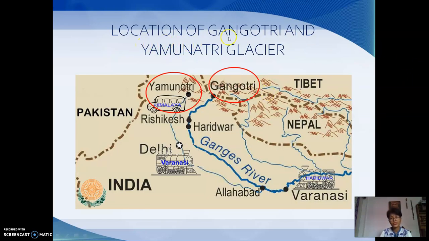Now here, I am showing the location of 2 glaciers, which are very important, Gangotri and Yamunotri. Yamunotri is the glacier from where the Yamuna River originates and joins the Ganga River, and from the Gangotri glacier, the Ganga River originates. So this is a map of India over which I am showing the position of these 2 glaciers, Yamunotri and Gangotri.